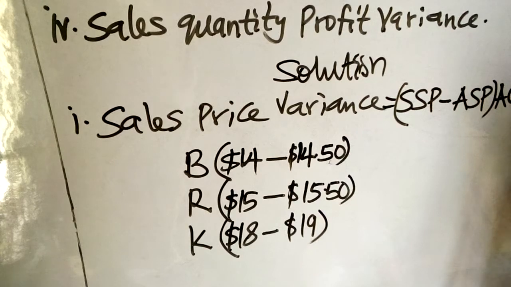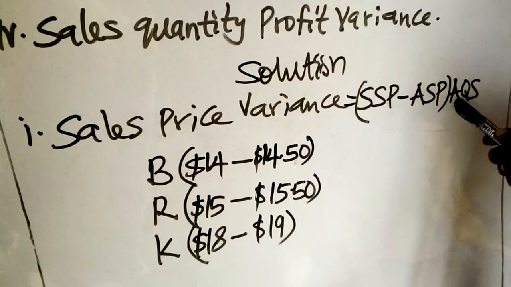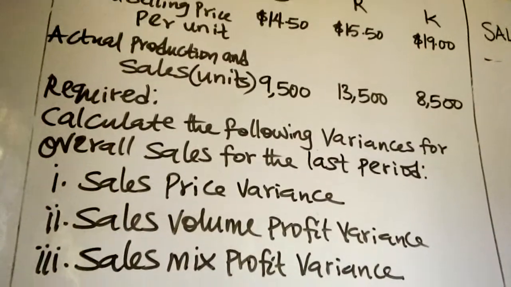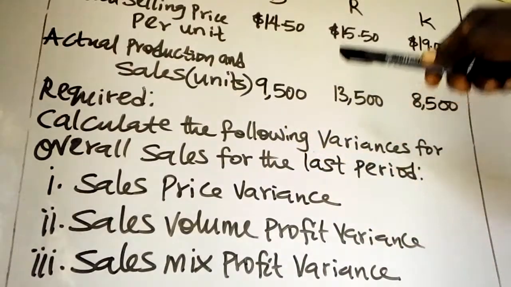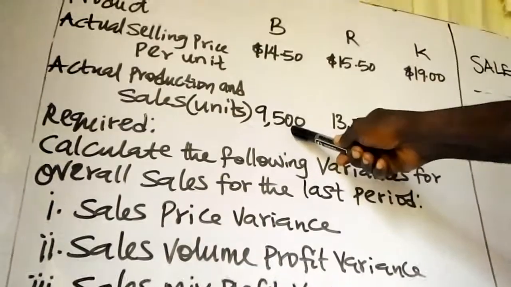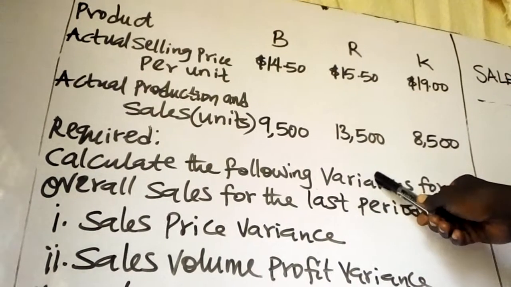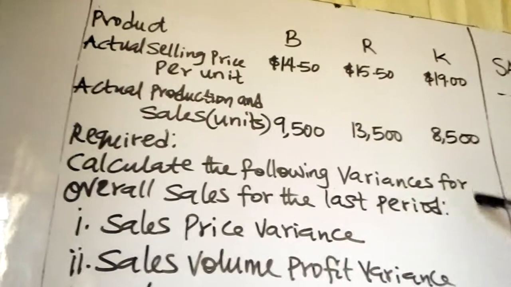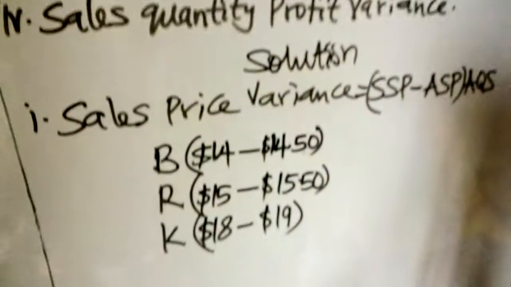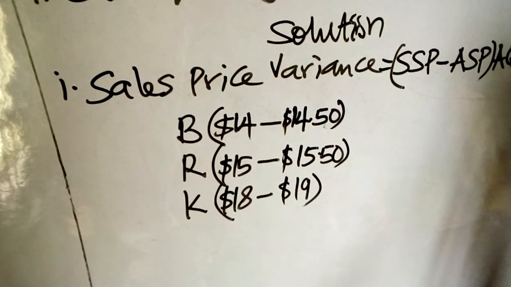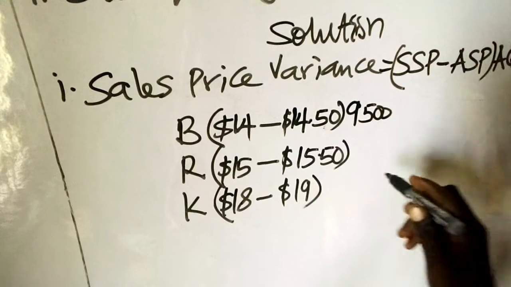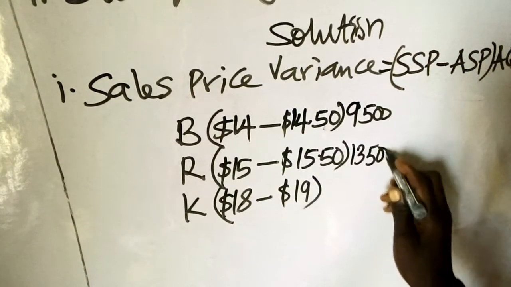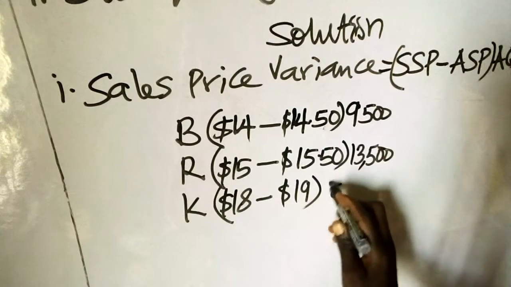Multiply by the actual quantity sold. AQS stands for the actual quantity sold. Now, the actual production and sales in units for B, R, and K are 9,500, 13,500, and 8,500. So for B, actual quantity sold is 9,500 units, then 13,500 units, and 8,500 units.